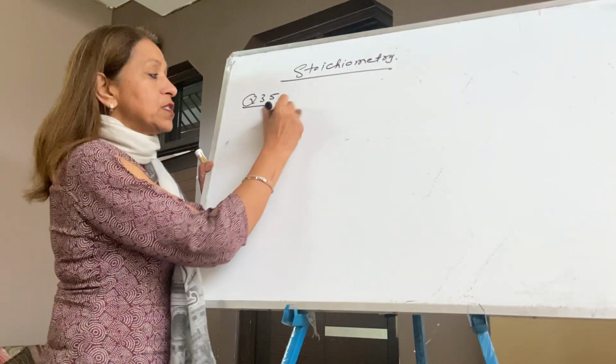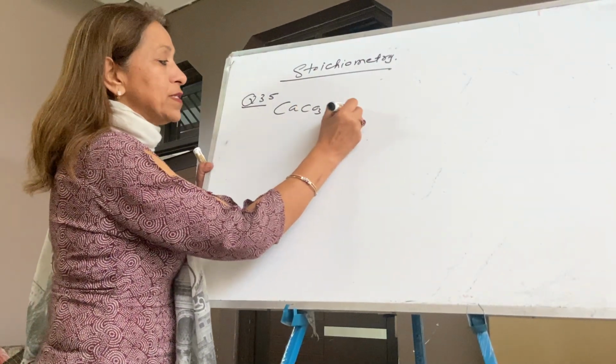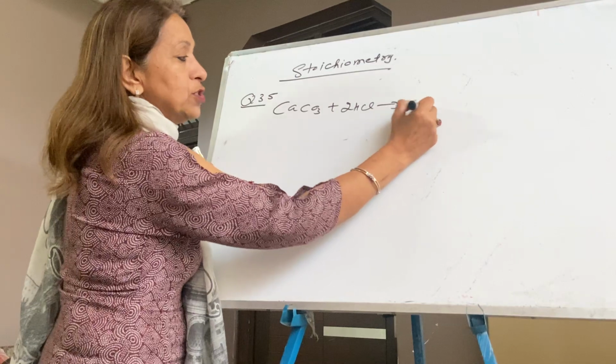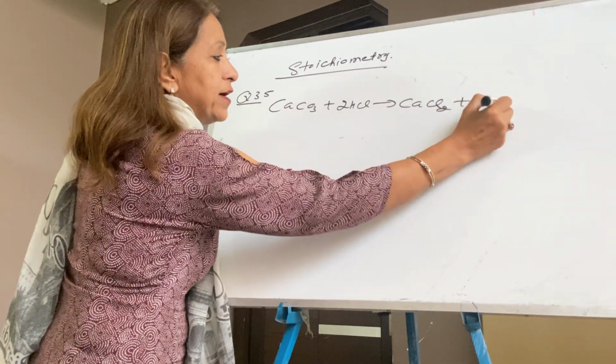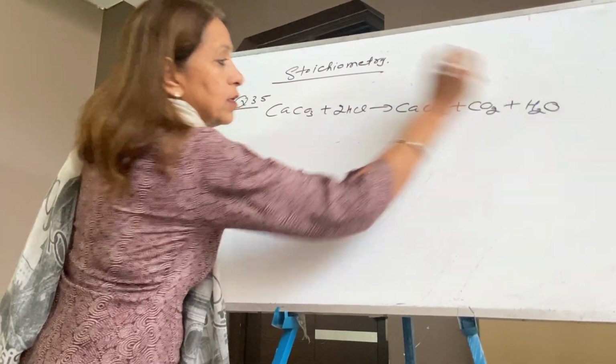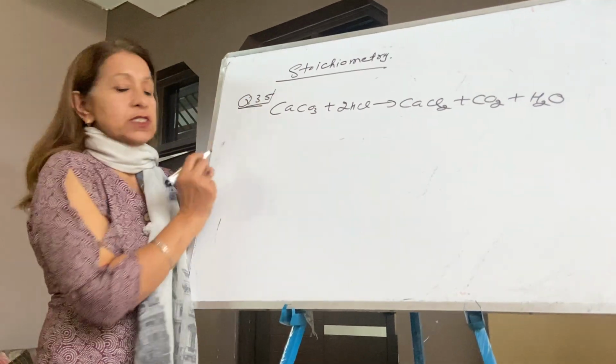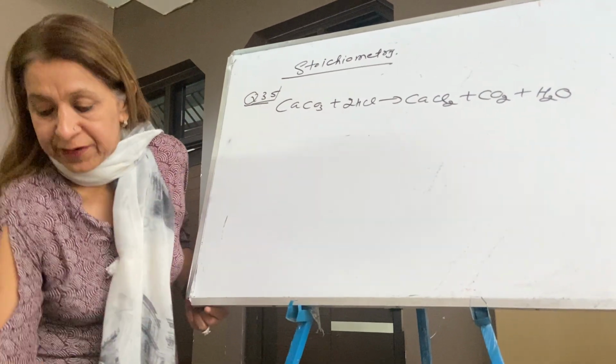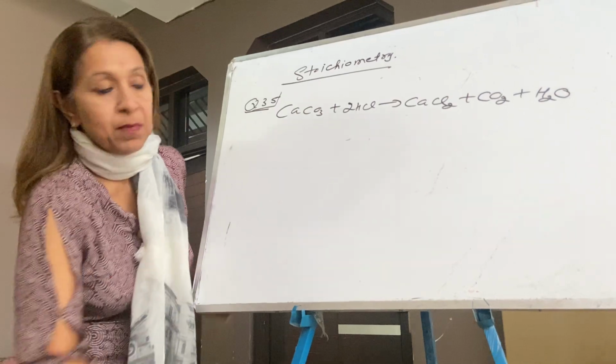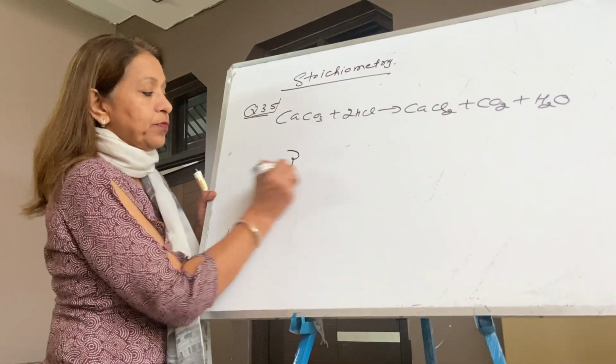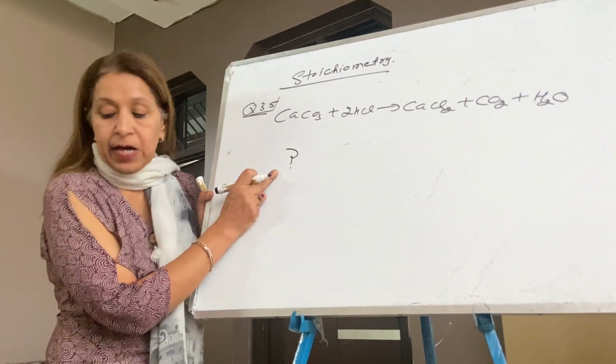Now write down the reaction given: calcium carbonate plus 2HCl gives calcium chloride plus carbon dioxide and water. It's a very important numerical because this numerical will also use the topic molarity. The question they're asking: what mass of calcium carbonate? They want to calculate the mass of calcium carbonate.